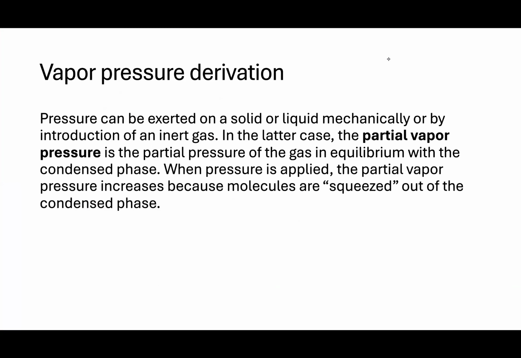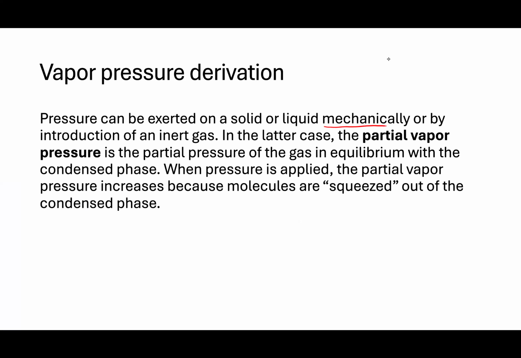Now, for vapor pressure, the next particular thing. Vapor pressure again is the partial pressure of the gas in equilibrium with its condensed phase, which will be solid or liquid. Now we can apply pressure to a solution two different ways. We can do it mechanically, like if we had a piston and we were just pushing on it, or we can put in an inert gas and increase the pressure that way.